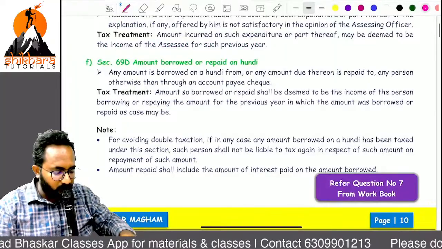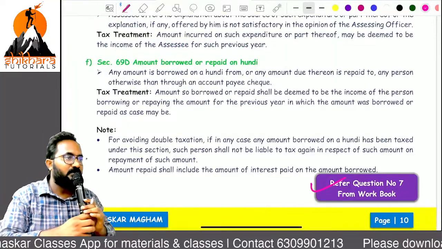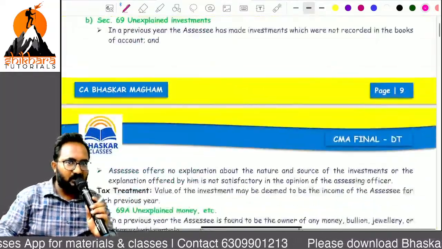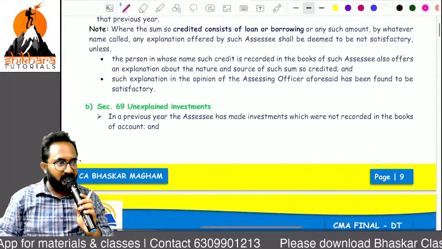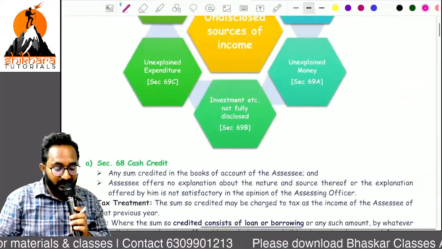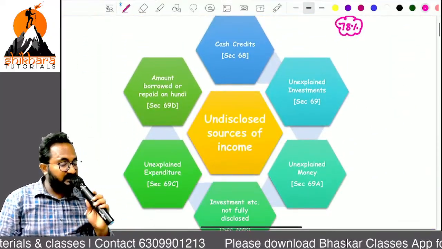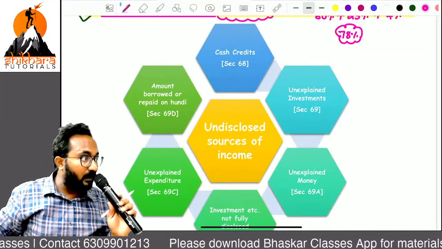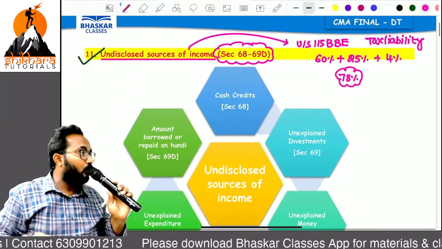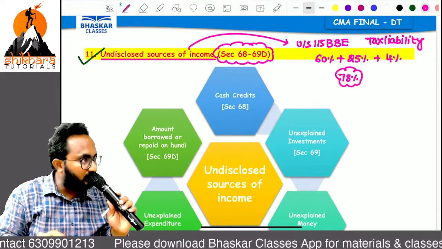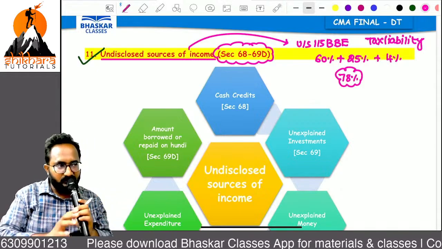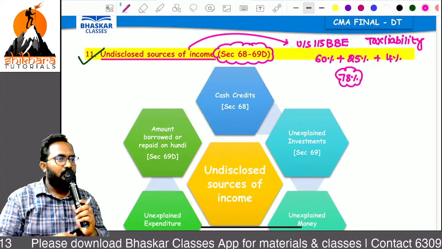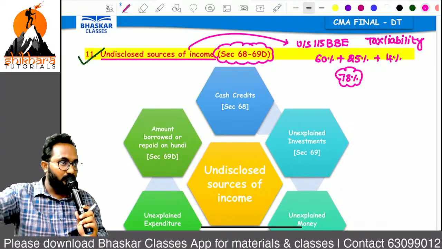And one question we have to discuss, the last question from our workbook, question number 7. After the completion of this last concept, undisclosed income, if you read these 6 sections, you can know that these are undisclosed incomes. On this, how to calculate tax? 115BBE. And the last one, we have to discuss MCQs also.